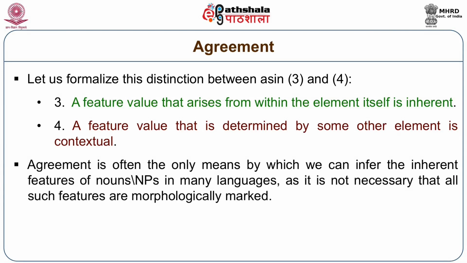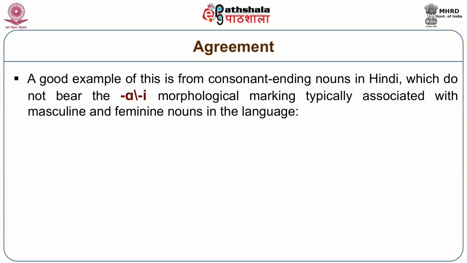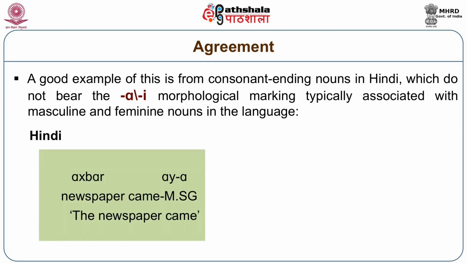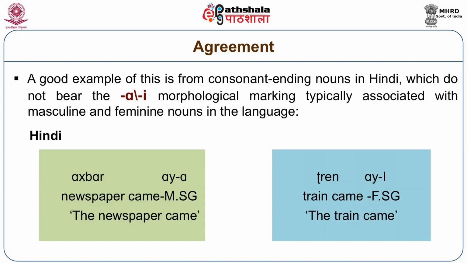Agreement is often the only way by which we can infer the inherent features of nouns or noun phrases in languages, because it is not the case that all these features are morphologically marked. A good example of this is consonant-ending nouns in Hindi, which do not have the -aa or -e morphological marking typically associated with masculine and feminine gender in the language. So for a word like akhbar, we know it is masculine only because the agreement on it is masculine. Similarly, for a word like train, we know it is assigned feminine gender only because the agreement on it is feminine.